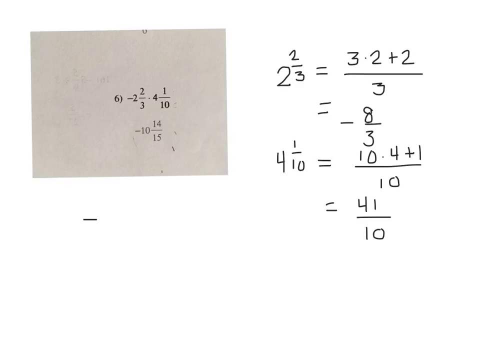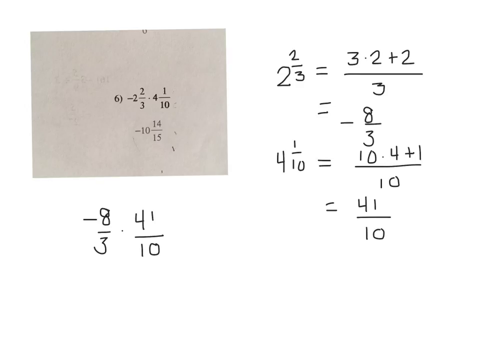So we're taking -8/3, and we're multiplying by 41/10. And with multiplying, we don't have to have common denominators. We can merely just multiply top times top and bottom times bottom.